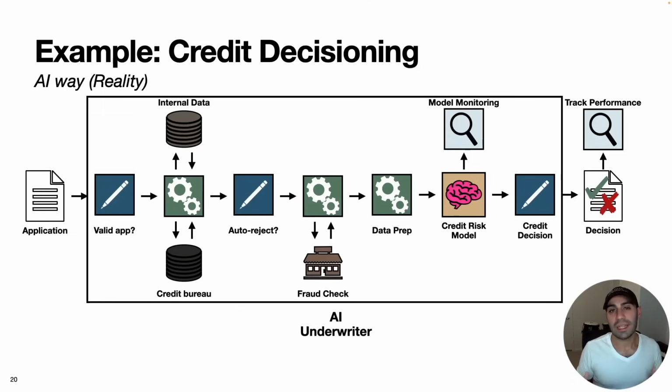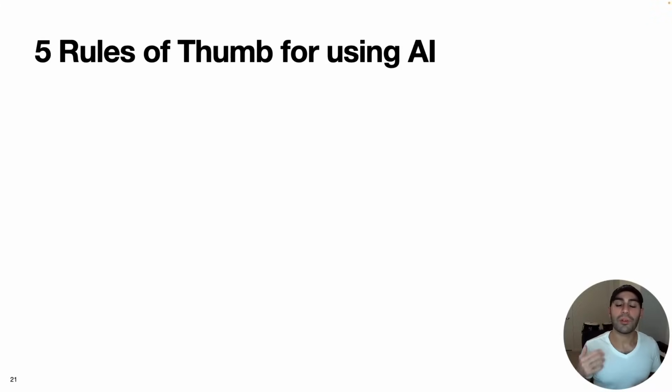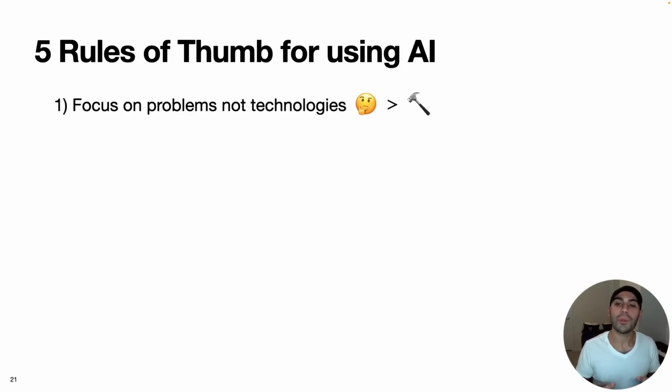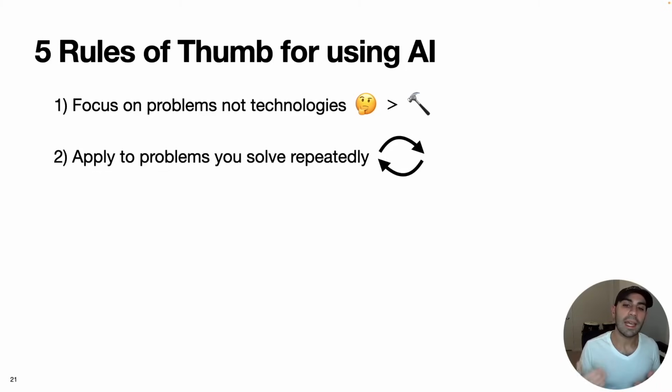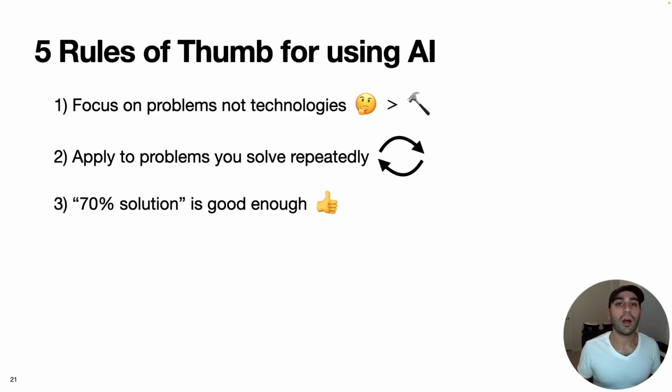So while this might be an illustrative example, it may not give us a good idea of how and when to use AI to solve business problems. So for that, I'm going to talk about 5 rules of thumb that I like to use when thinking about how and when to use AI in practice. So the first one is to focus on problems, not technologies. Next is to apply AI to problems that you solve repeatedly. Next we have, look for problems in which a 70% solution is good enough to generate value.